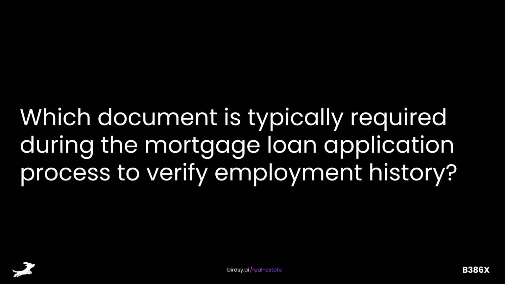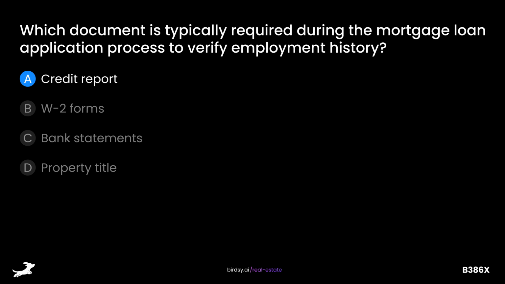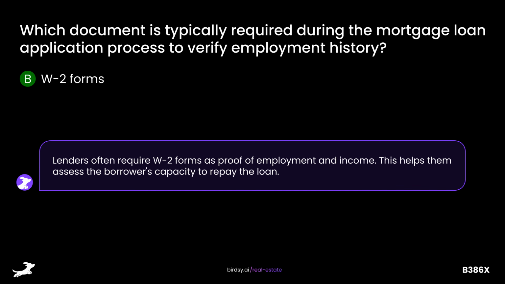Which document is typically required during the mortgage loan application process to verify employment history? Is it A, credit report, B, W-2 forms, C, bank statements, or D, property title? The answer is B, W-2 forms. Lenders often require W-2 forms as proof of employment and income. This helps them assess the borrower's capacity to repay the loan.